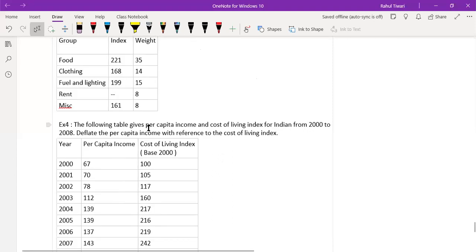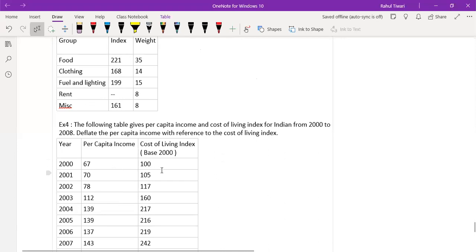The following table gives the per capita income. So this is the per capita income, means you can say yearly. Okay. And the cost of living index number also. Cost of living index number. But assuming the base year 2000, मतलब 2000 के compare करके उन्होंने base year निकाला है. तो 2000 में base year 100 था.